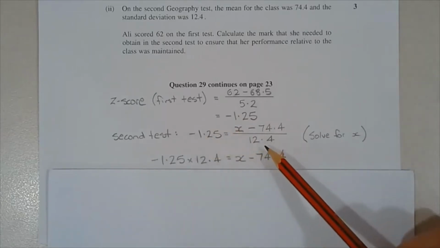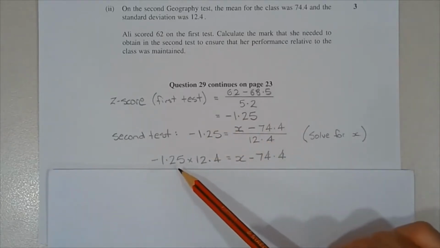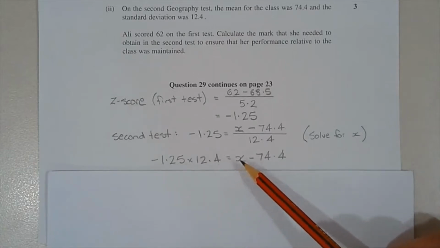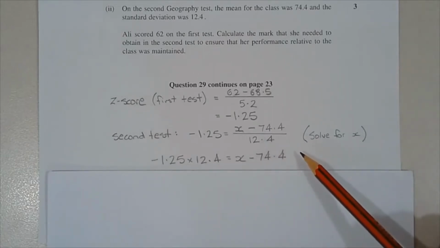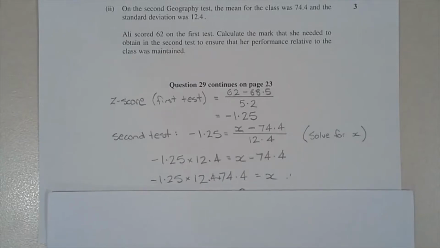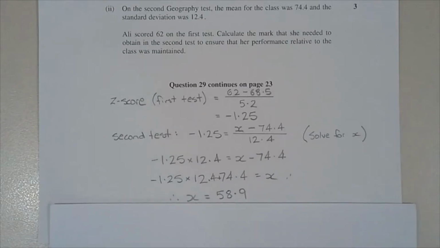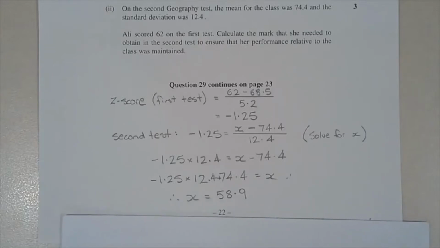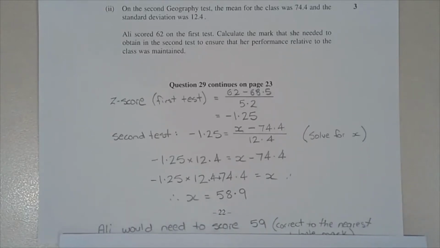So I'm going to rearrange this formula, make x the subject. So multiplying both sides by 12.4, we have negative 1.25 multiplied by 12.4 is equal to x minus 74.4. And of course, we're going to add 74.4 to both sides so that x is the subject of the formula. So we end up with negative 1.25 multiplied by 12.4 plus 74.4 equals x. So therefore, x is equal to 58.9. So let's round that to the nearest whole number. Ali would need to score 59, which is correct to the nearest whole mark.